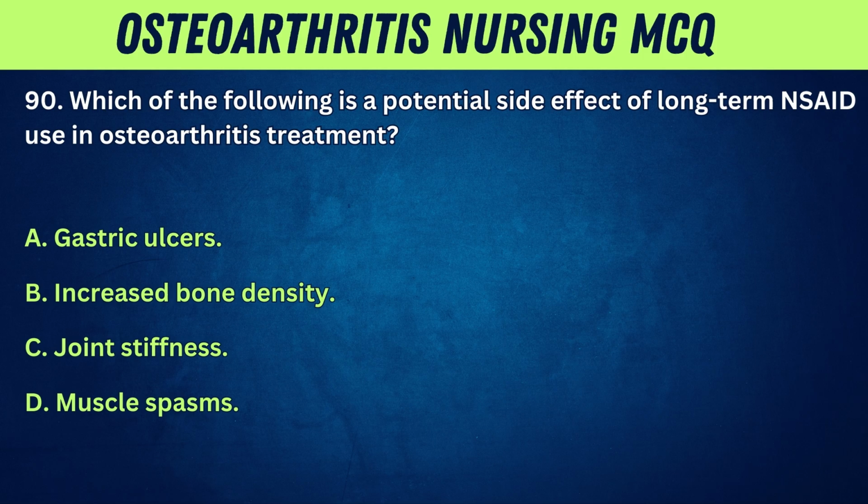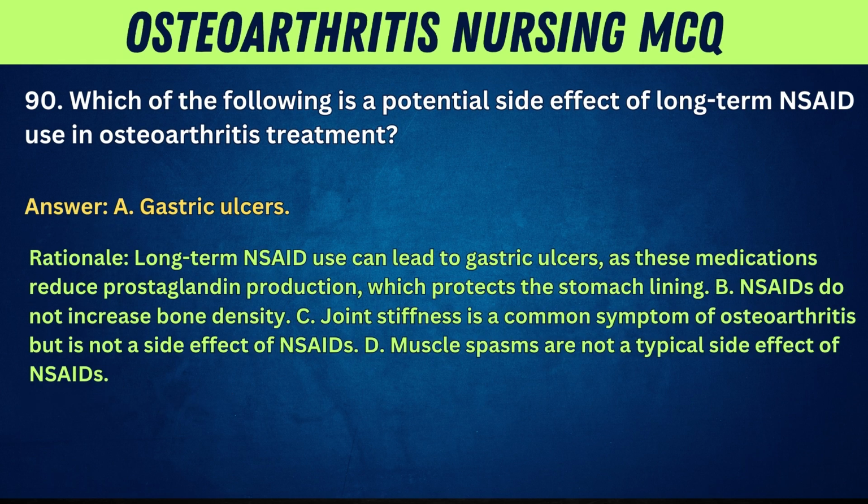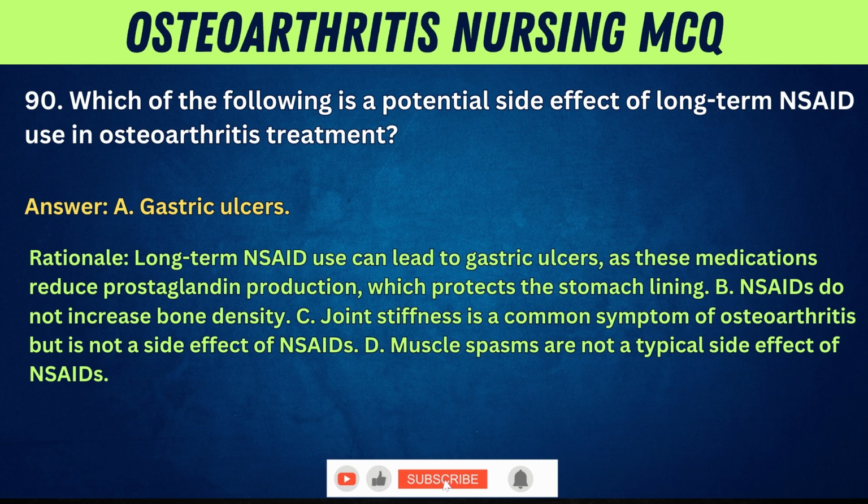90. Which of the following is a potential side effect of long-term NSAID use in osteoarthritis treatment? A. Gastric ulcers. B. Increased bone density. C. Joint stiffness. D. Muscle spasms. Answer: A. Gastric ulcers. Rationale: long-term NSAID use can lead to gastric ulcers, as these medications reduce prostaglandin production, which protects the stomach lining.